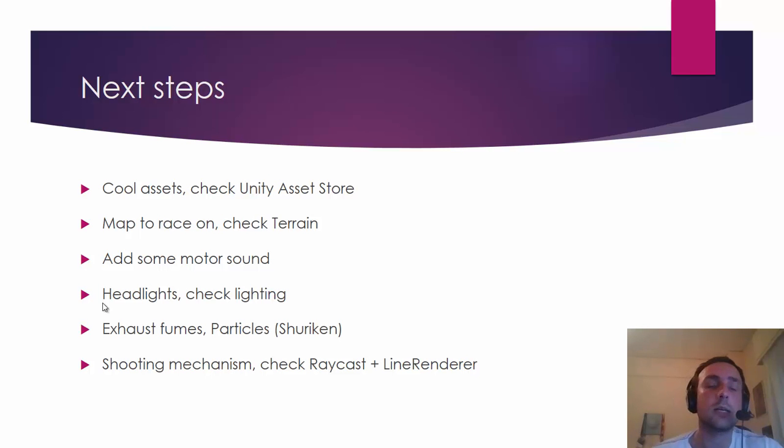If you want to practice more, here are some next things you could do. First of all, the Unity Asset Store has cool assets, so nobody likes to move a red cube around an empty area. Check the asset store and find some assets, or you could create a map using the terrain objects in Unity. To make it fun, you could also use some motor sounds, some headlights with the lighting objects that Unity has, some exhaust fumes, some flames, whatever. You can use the particle system in Unity, also known as Shuriken.